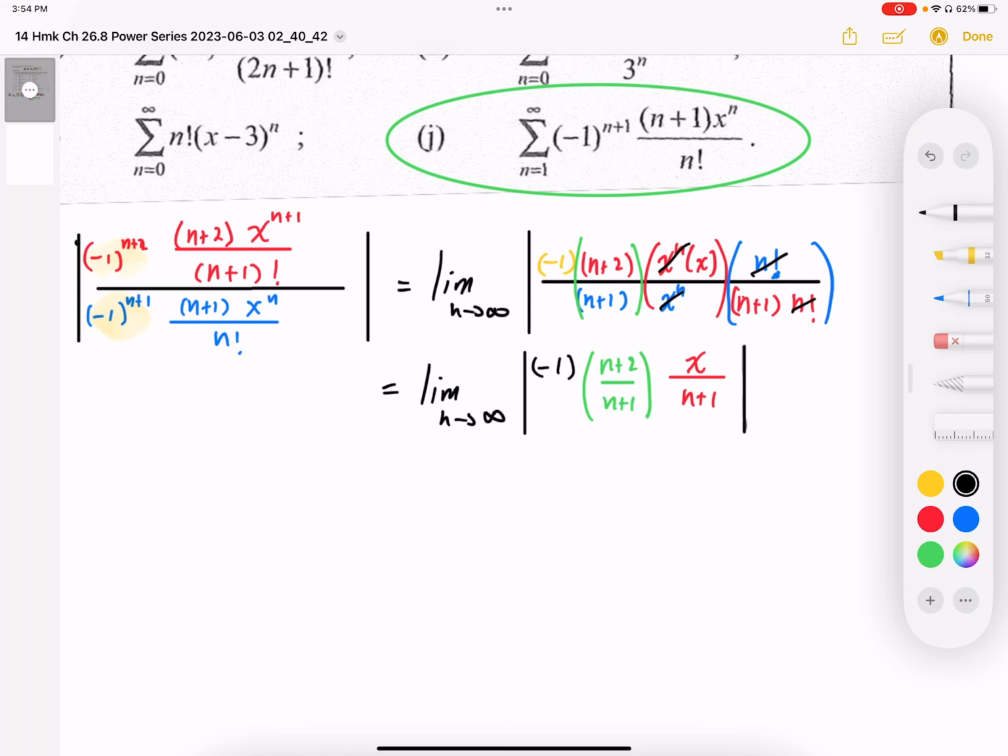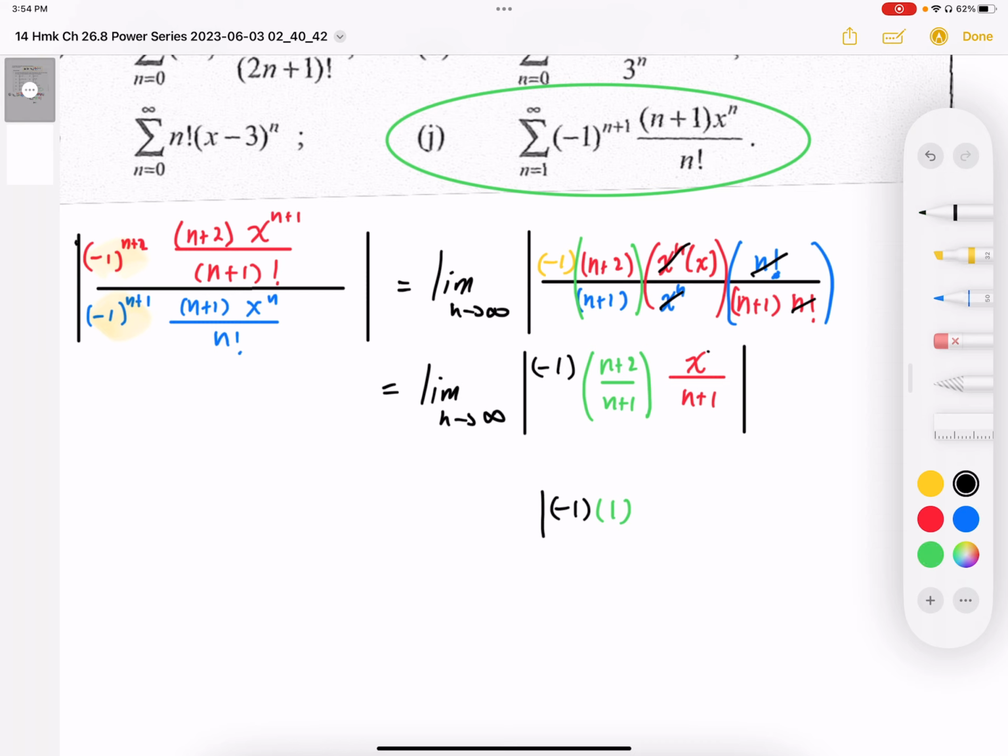The n+2 over n+1 becomes 1, and then as the limit of n+1 goes to infinity, the denominator becomes infinite. Since the x value has to be finite, we know that this is going to be less than 1 for all real values. So we have the absolute value of negative 1; again, that negative 1 is not really relevant. We have that becomes 1.